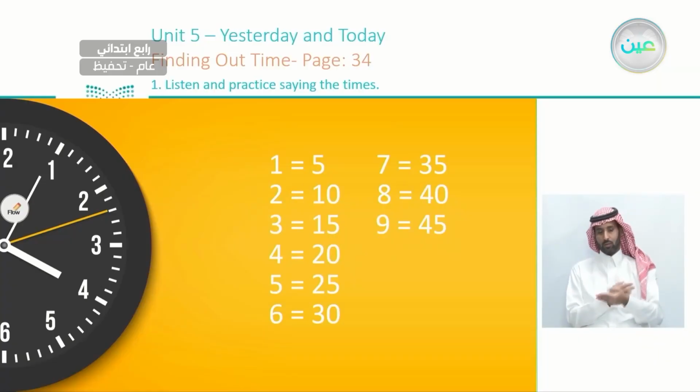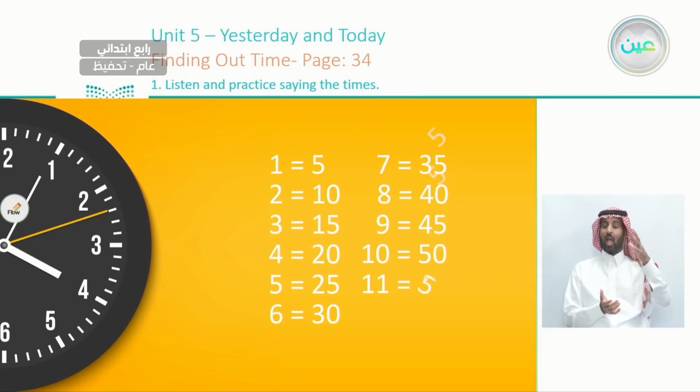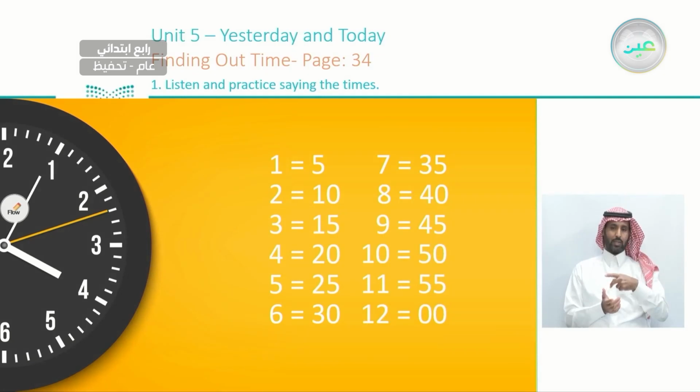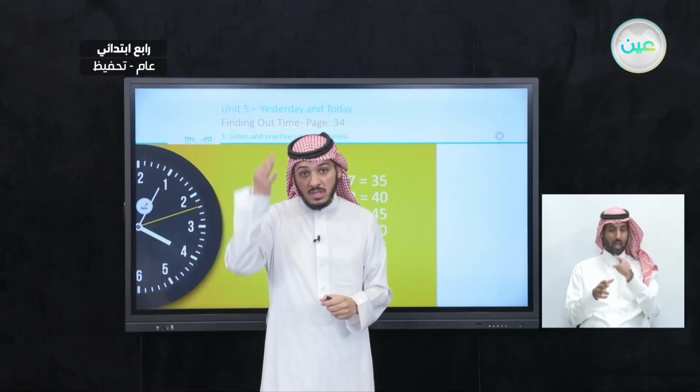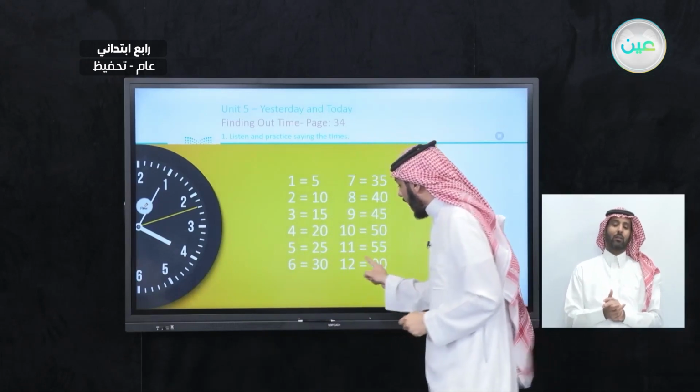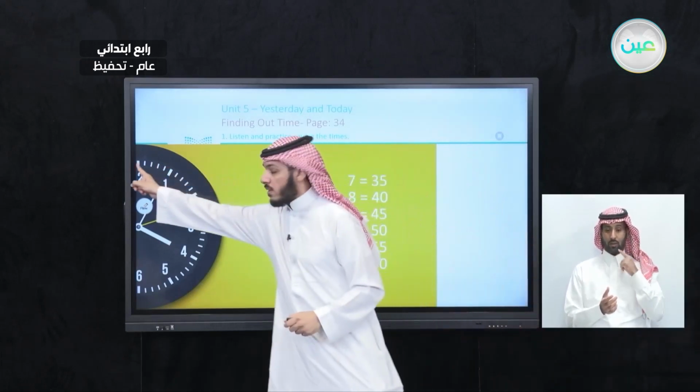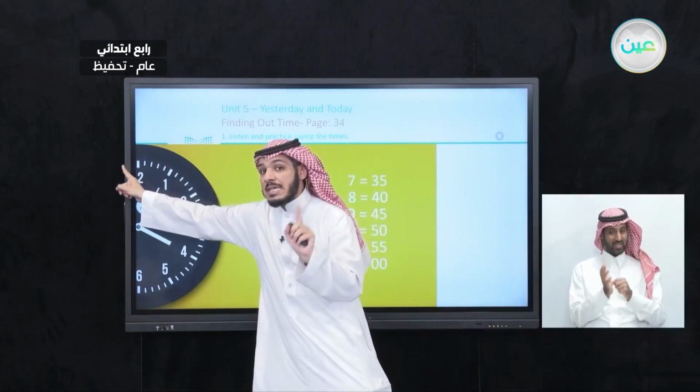Let's continue. So number 10, how many minutes do we have? 50. Excellent. So we have 50 minutes here. What about 11? 55. Excellent. Okay, what about number 12? So we have 0. So number 12 is the beginning, the start of the time. So we have 12, this is 12, this is 0, not 60, 0.